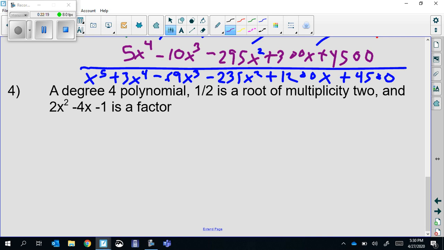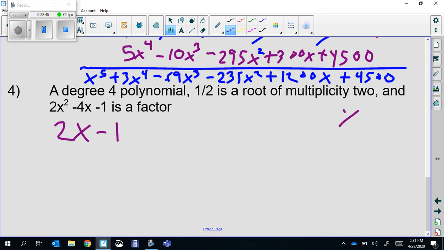The last part here, this one's a little bit easier. 4th degree, 1/2 is a root with multiplicity 2. So if 1/2 is a root, there's actually 2 ways this could go about. There could be x minus 1/2, but then this is going to stink because you have a fraction in it. A different way to say 1/2 is a root is actually 2x minus 1.